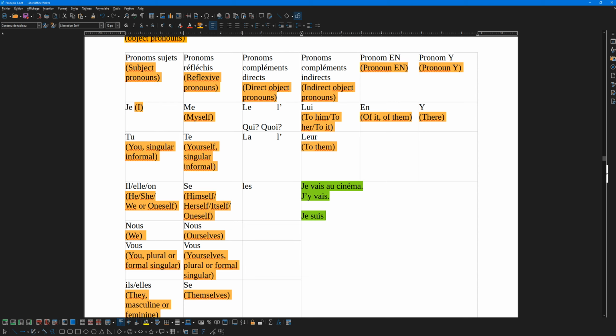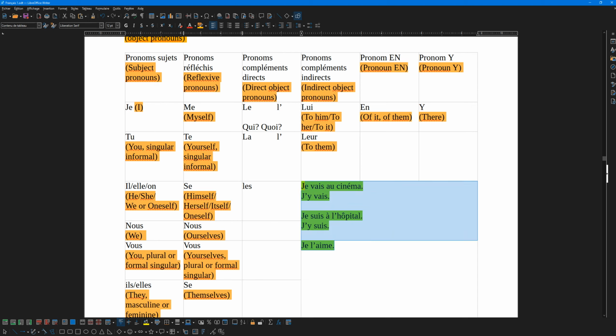You can also use the verb to be. Je suis à l'hôpital. I'm at the hospital. Can be j'y suis. So it's about the location where you are. If you say something like j'aime le restaurant, I love the restaurant. But here it's not about the location, it's about what you like or love. So we replace it with le. Je l'aime. I love it.